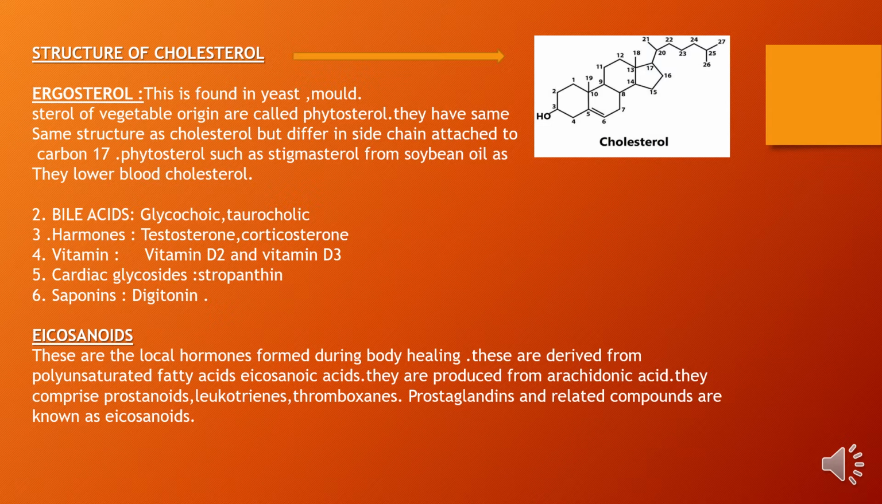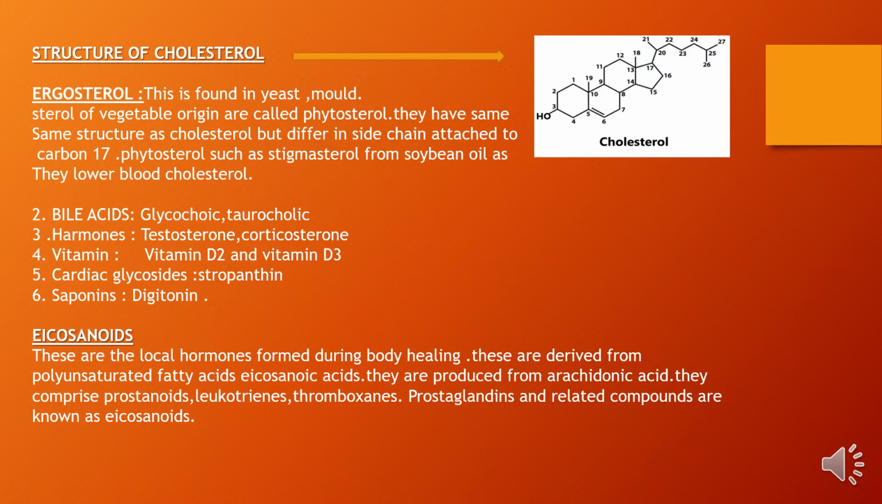Second, other types of sterols are bile acids; glycocholic and taurocholic acids are examples. Another type is hormones. Examples are testosterone, corticosterone. Vitamins, vitamin D2 and D3 are examples. Cardiac glycosides. Example is triterpene and saponin, digitonin.